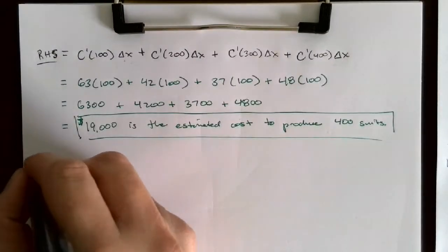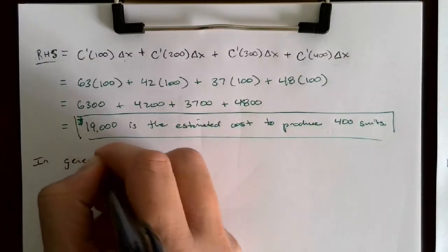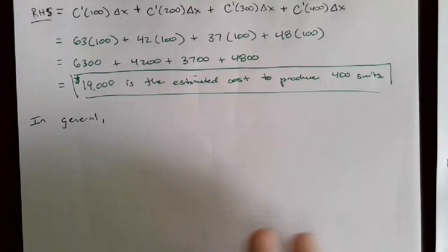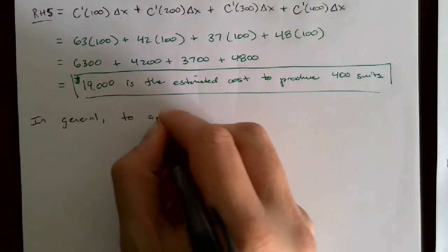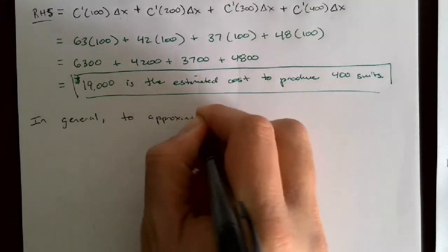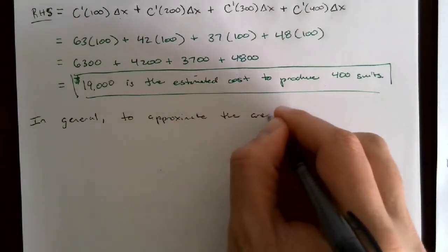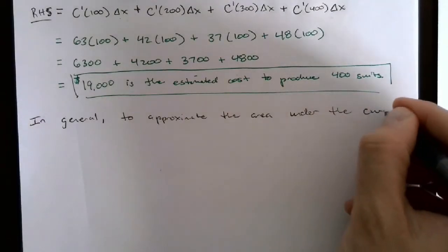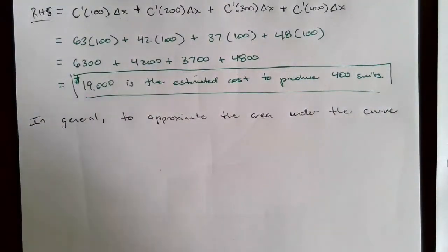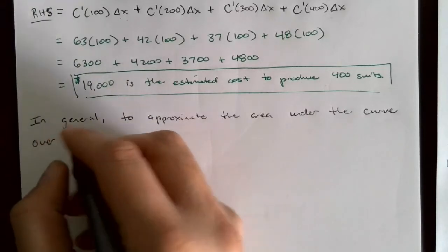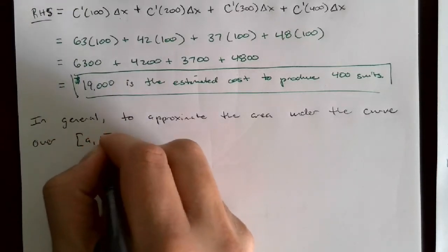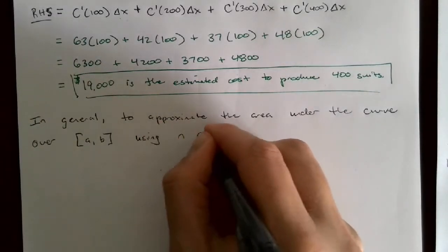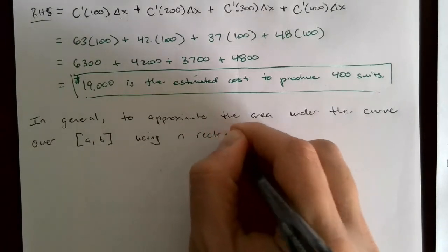So I'm going to write this as in general, just so you can kind of see this. I get it with a specific example, but this would be just the general form. So in general, to approximate the area under the curve over some interval from A to B, so those are just the endpoints, using n rectangles.